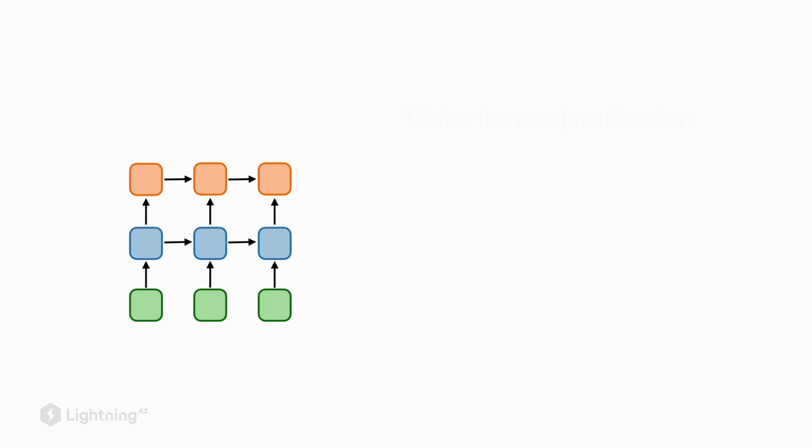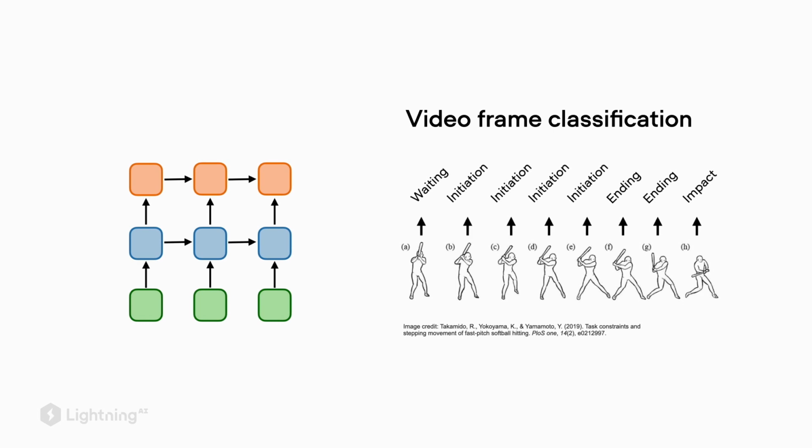So one context where we might use a many-to-many approach is video frame classification. So we have many inputs here, the many frames of that video, and the outputs then correspond to the different labels, one label per frame, for example.